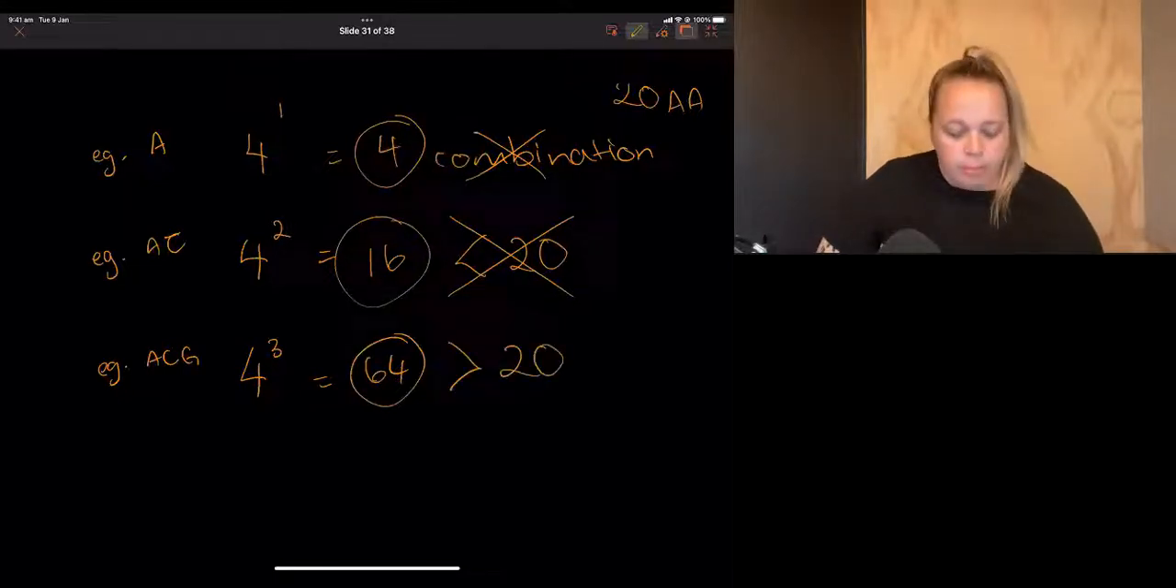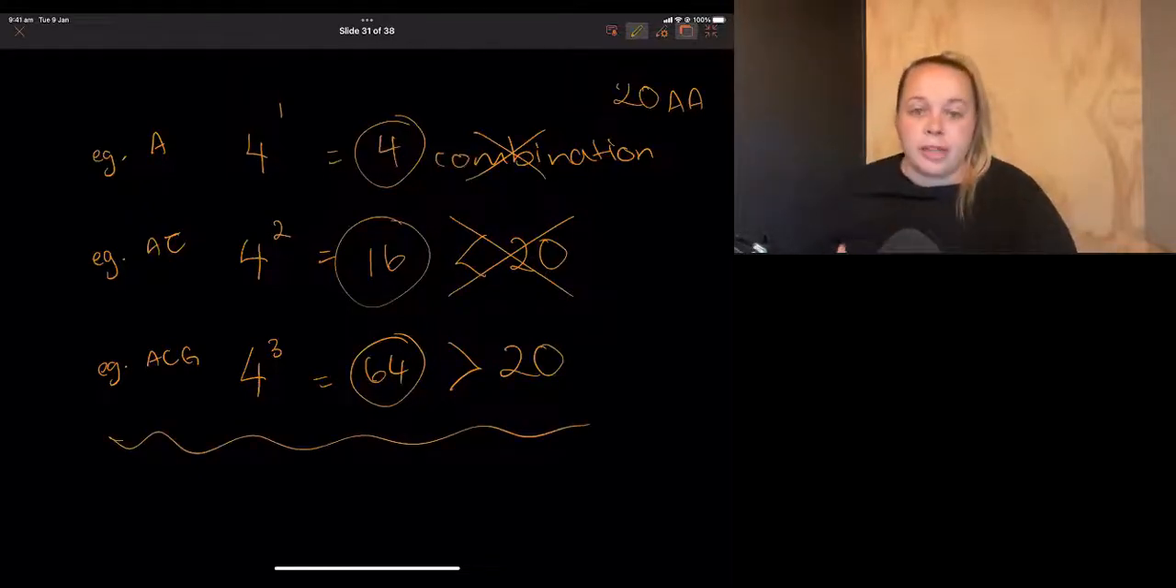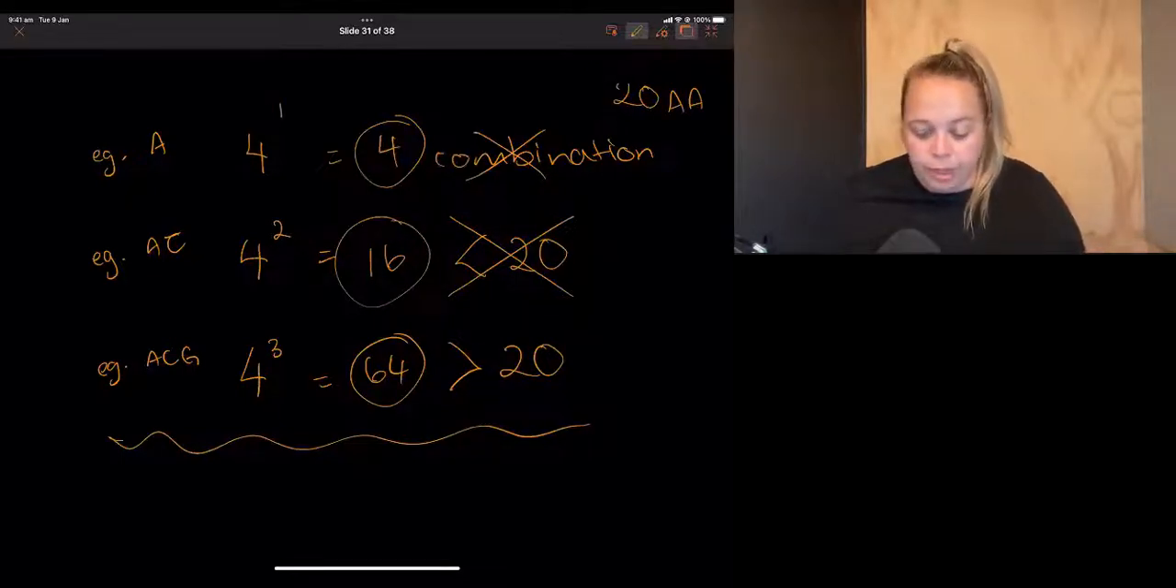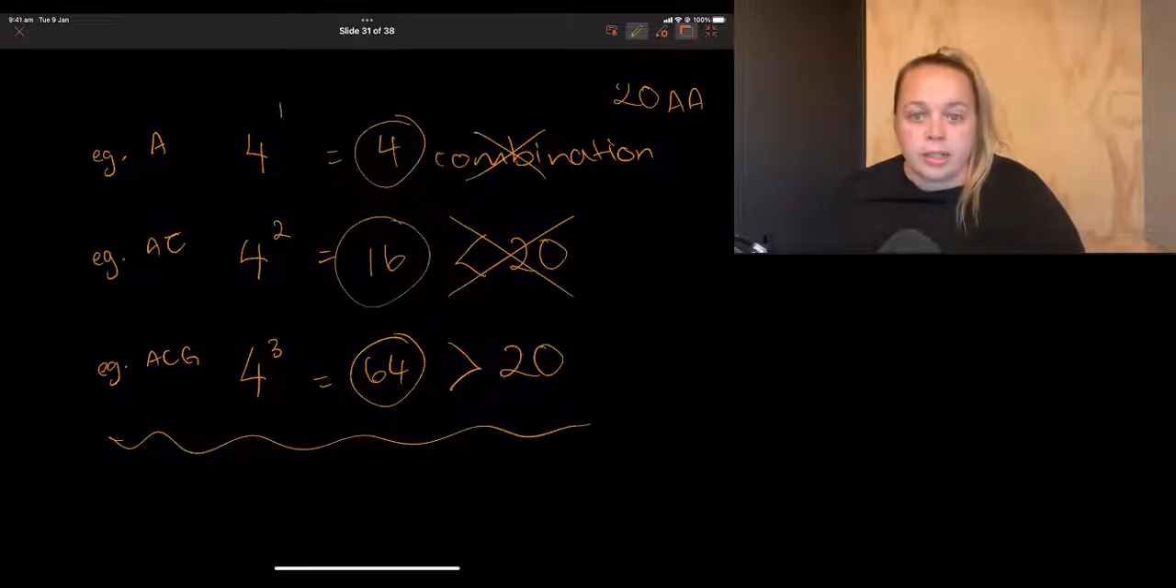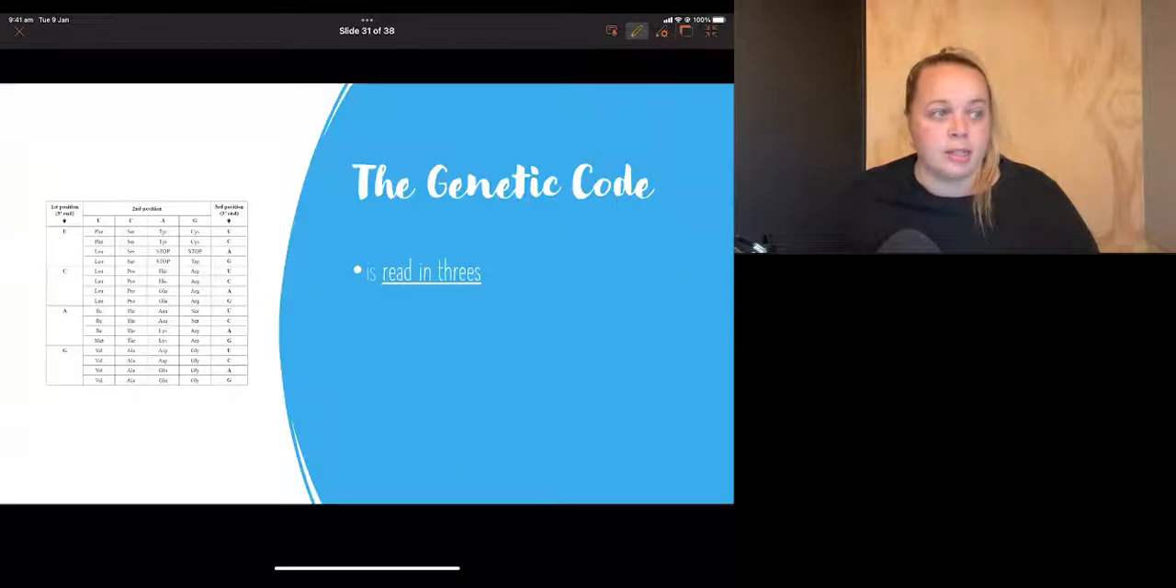So the 3 combinations here is the lowest number of bases that we can use to code for all the amino acids that we need to, because there are 20 of them. So we always say that the genetic code is read in 3s because this is the smallest combination of bases that can give us enough combinations to code for 20 amino acids.